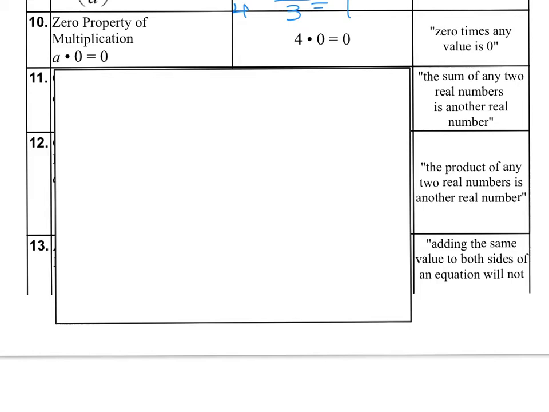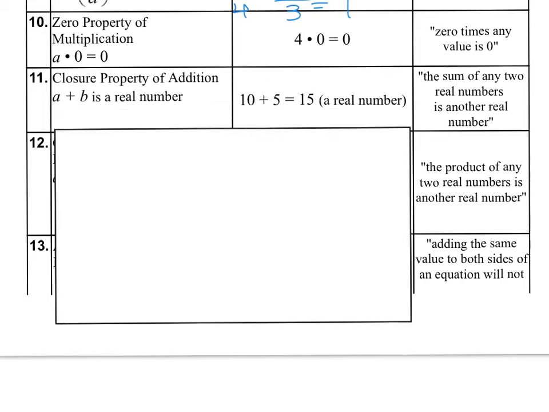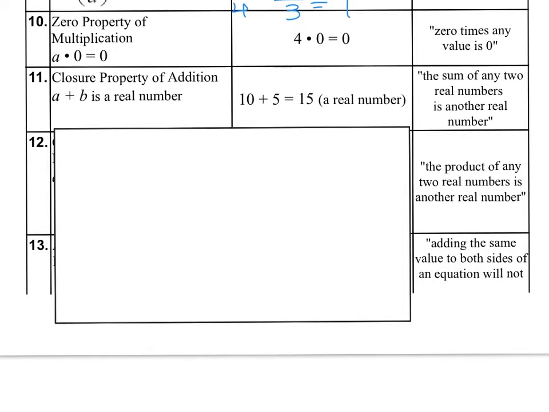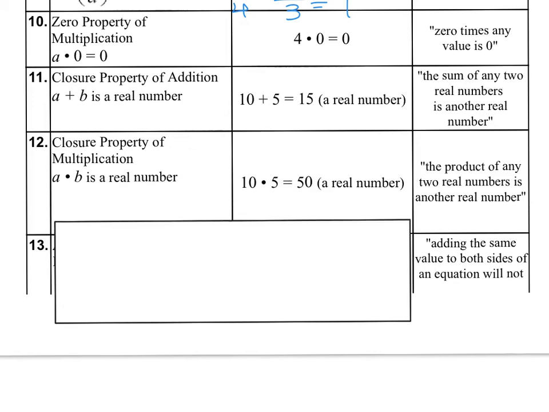Number 11 states that the sum of any two real numbers is another real number. This is the closure property. In this case, it's of addition. Number 12 is talking about the product of any two real numbers is another real number. This is the closure property of multiplication. So basically, if you add two real numbers, your answer is going to be a real number. If you multiply two real numbers, your answer is going to be a real number.